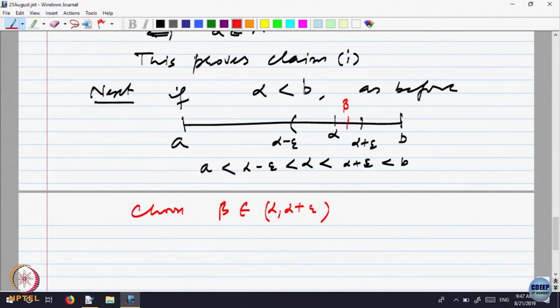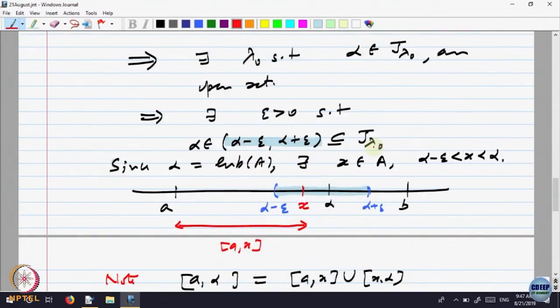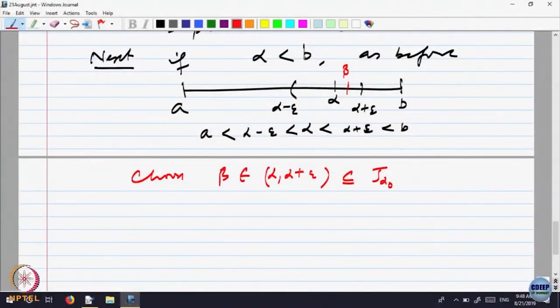Where does beta belong? Beta belongs to alpha minus epsilon to alpha plus epsilon, and that is contained in G alpha naught, right? Alpha minus epsilon to alpha, because the point alpha was inside an open interval, open set G alpha naught. So, there must be an open interval, that is how we had constructed it. And now, we are saying on the right side of alpha, pick up any point beta, right? Now, A to alpha is covered by finitely many, and alpha to beta is inside this open interval, which is inside J alpha naught. So, what does it say? That A to beta is also covered by finitely many.